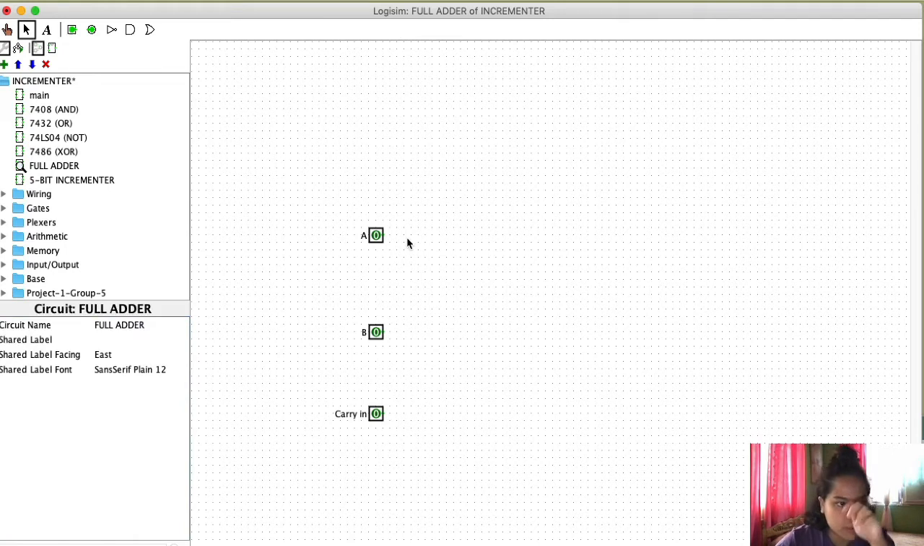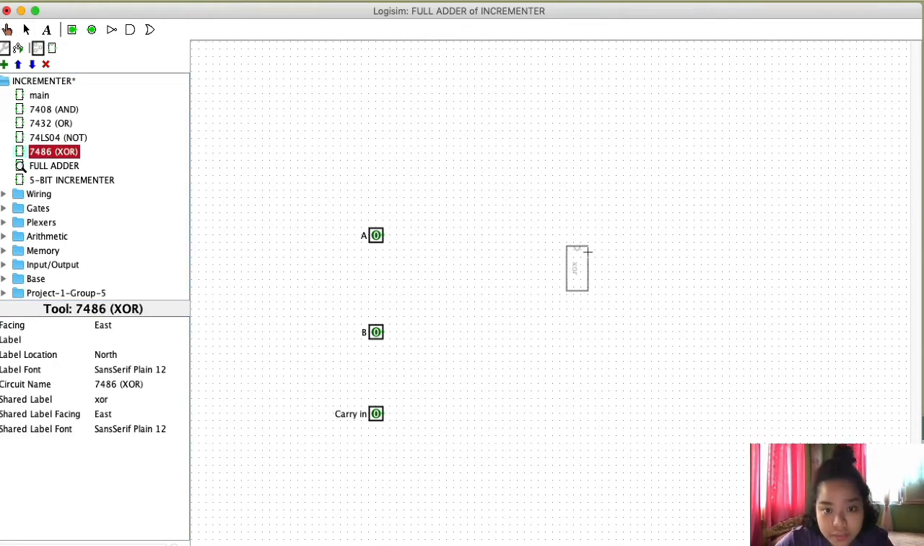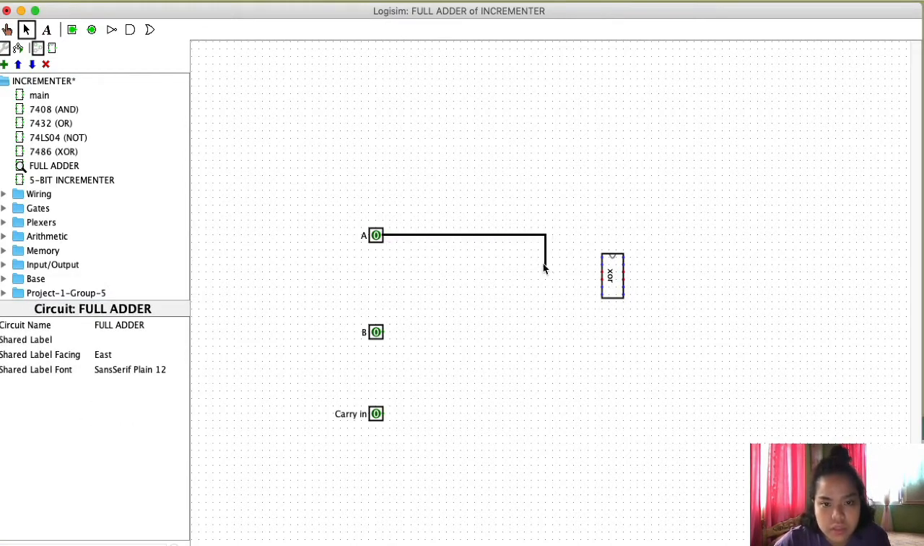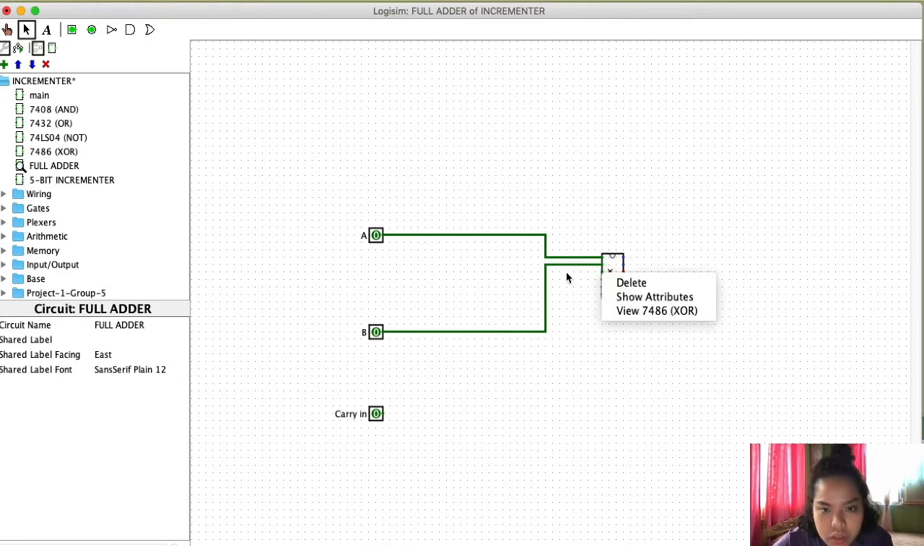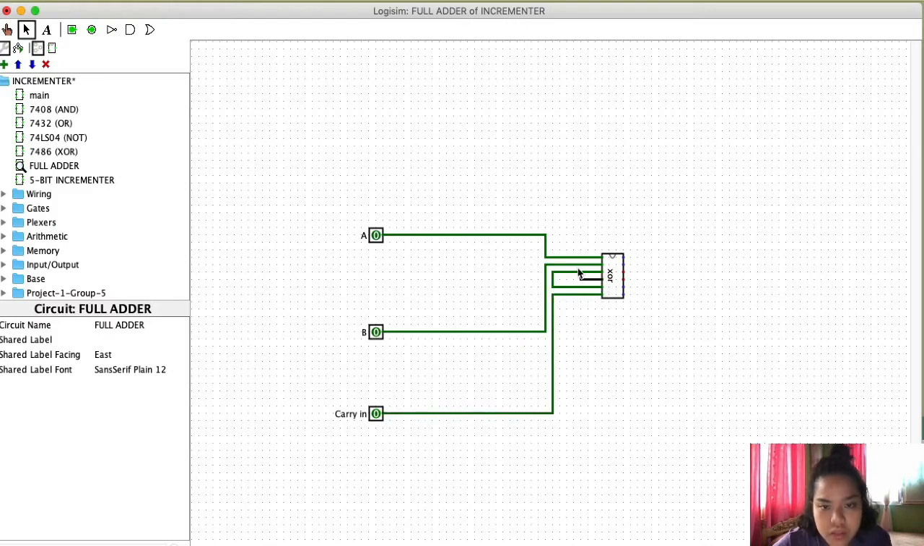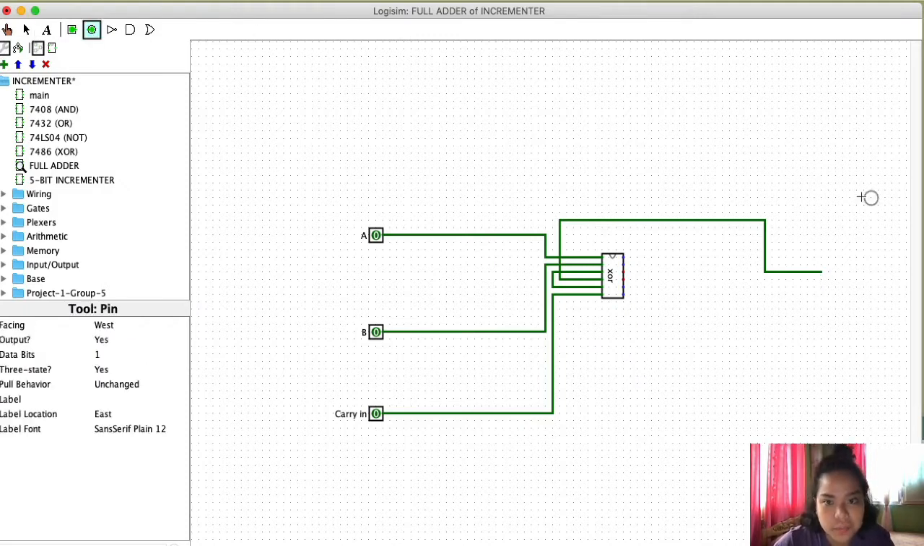Okay. Then we will just get our XOR IC here, or 7486 IC. And then A and B will first serve as the first 2 inputs. So A and B are the first 2 inputs for the first XOR gate. Then their output will serve as the first input for the next XOR gate, and the carry in will serve as the second input for the second XOR gate. Then that output is already our output for the sum. So we just got an output here at the top, and we will label this as sum.